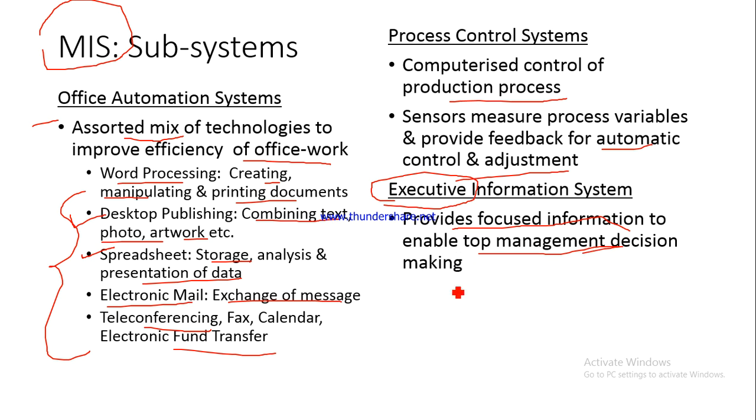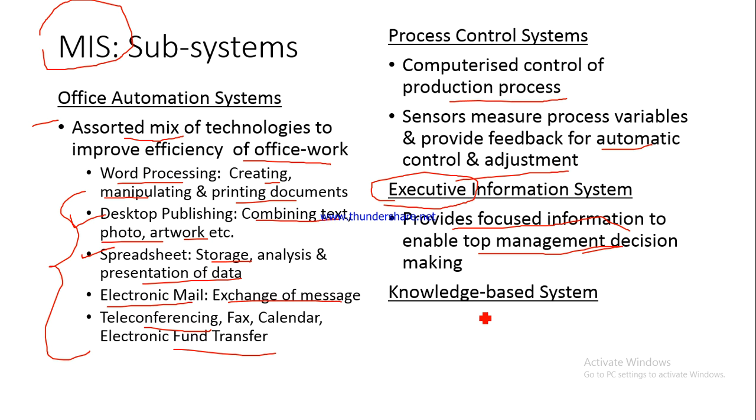It is not going to provide all kinds of information to the executives. It is only going to provide relevant pieces of information so that they can take important decisions which are very, very crucial for the organization, right? This is going to help the top management and the middle management take decisions. Now there are knowledge based systems also.